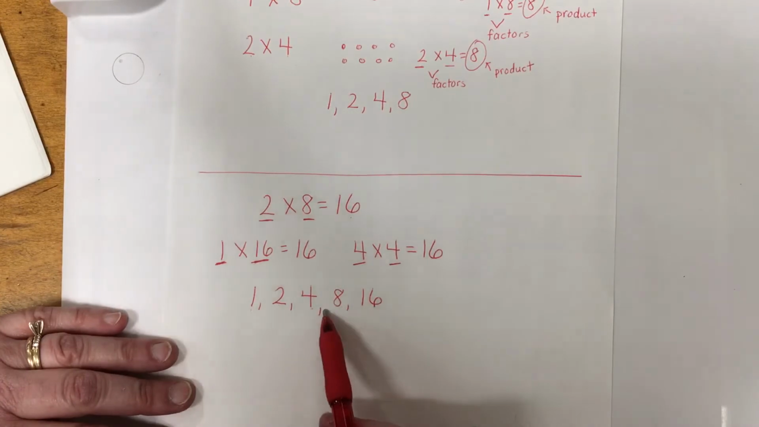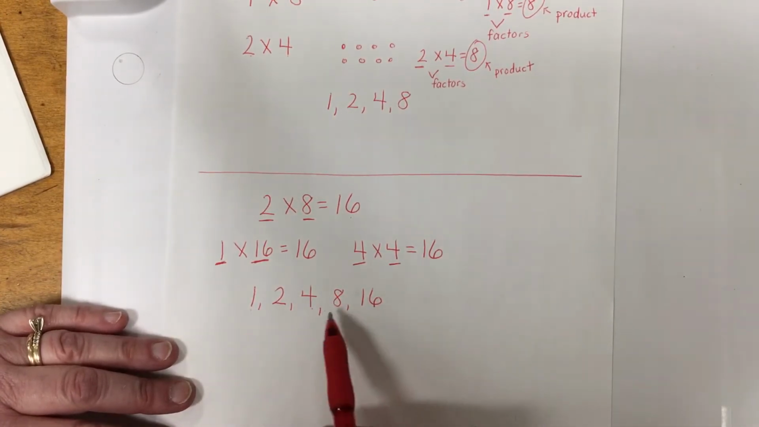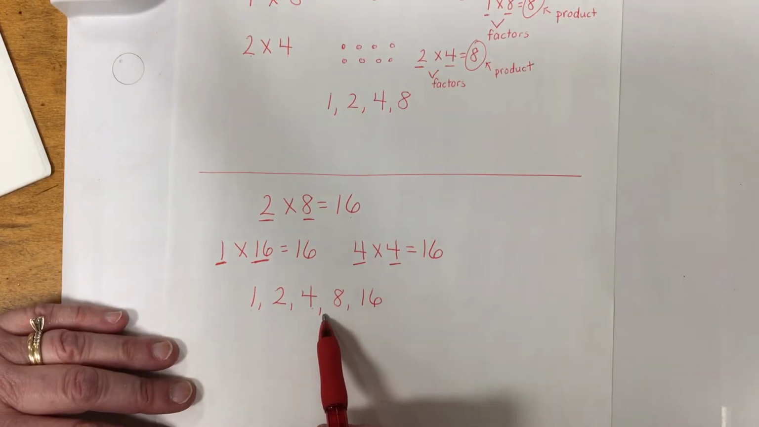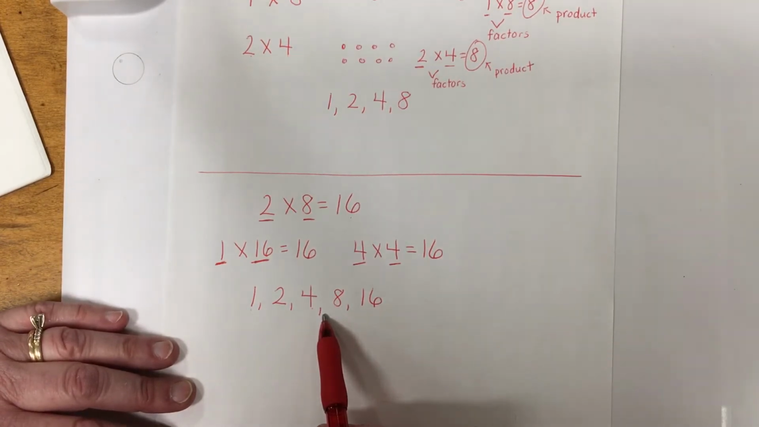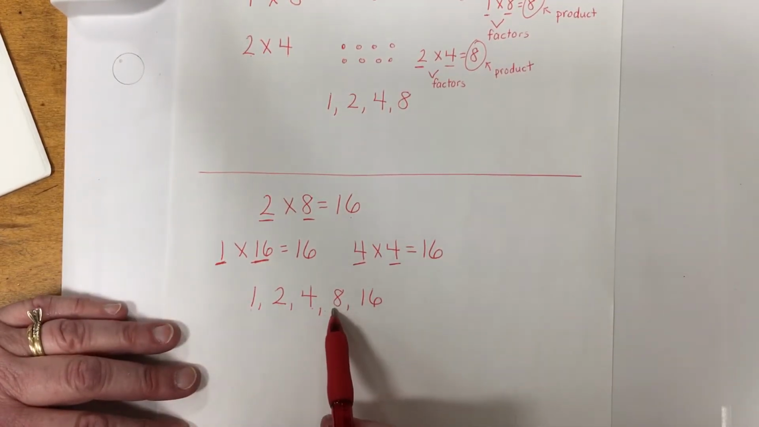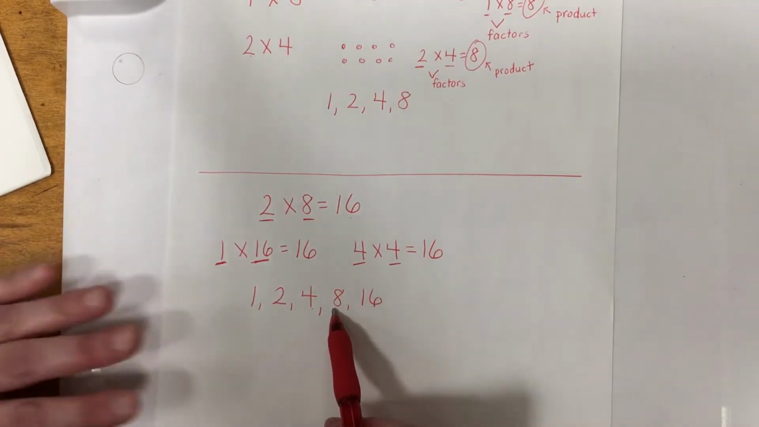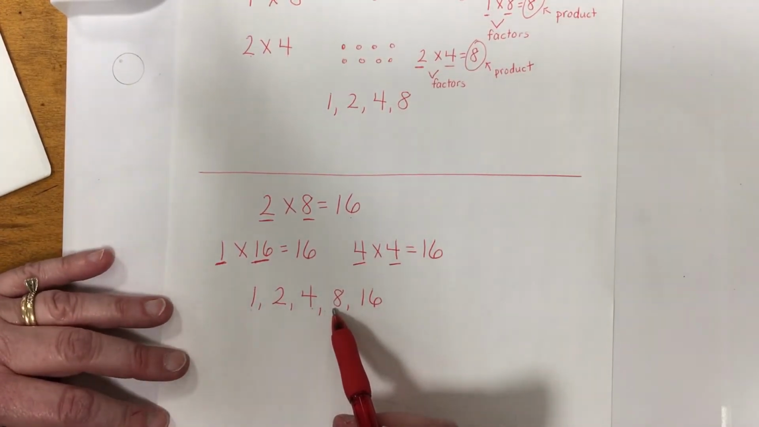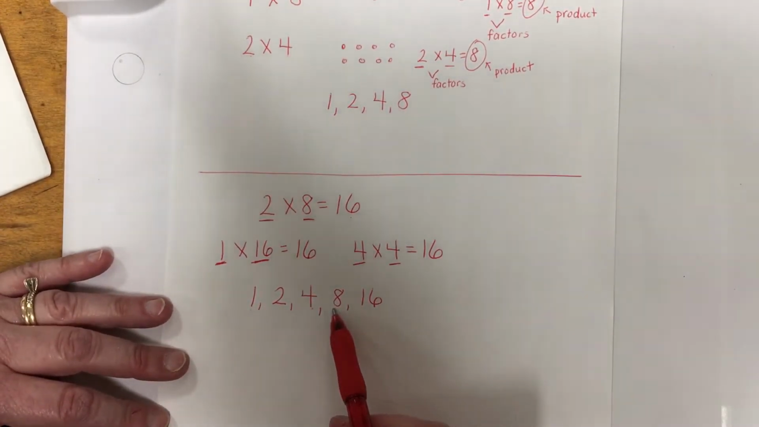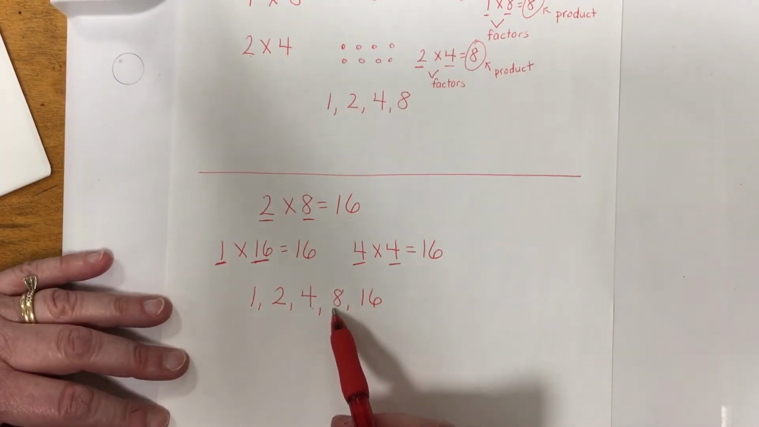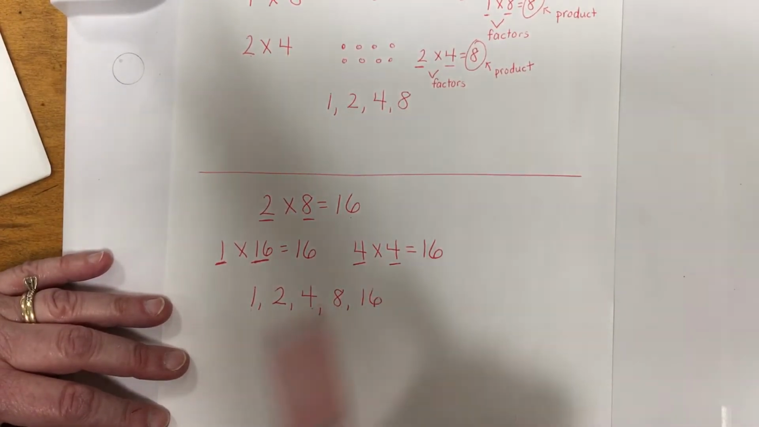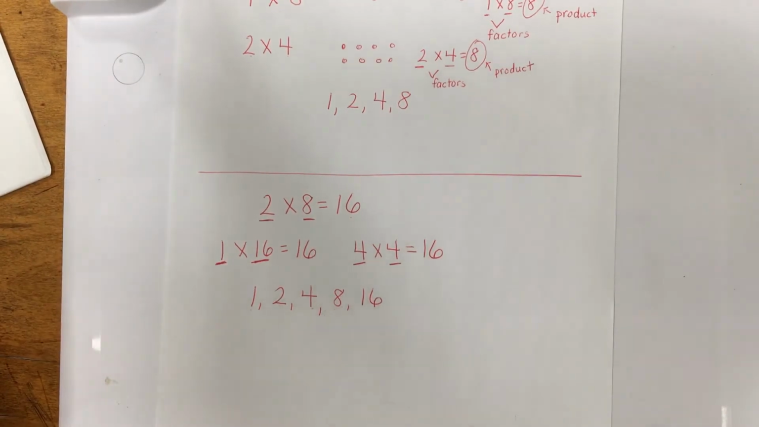If I go to 5, 5 times nothing is 16. 6, 6 times nothing is 16. 7, 7 times nothing is 16. 8, I already did it. So I know I can stop at 8 because 8 is half of 16. So we are done.